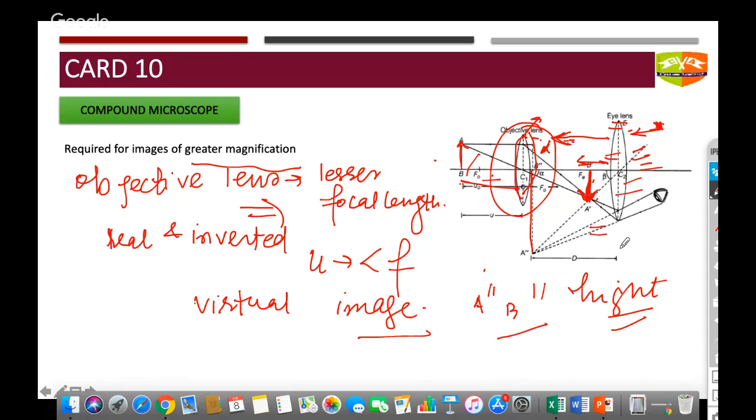Now how does it happen? The first lens, which is your objective lens, forms an image. That image is inverted and real and magnified, and this image acts as an object for the eyepiece. Because the eyepiece has greater focal length than the objective lens, and because the distance between the objective lens and eye lens is maintained in such a way that the image formed by the objective lens falls within the focal length range, the u for the eye lens would be less than its focal length, and due to that, we get a virtual and highly magnified image. So this is the construction and working of the compound microscope.